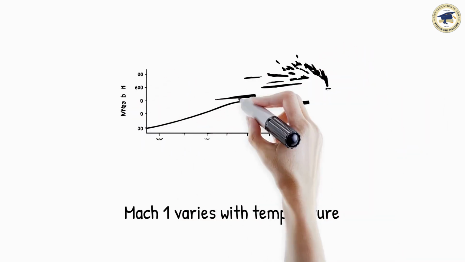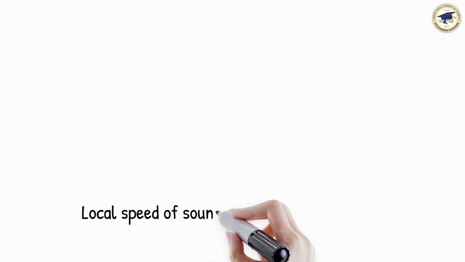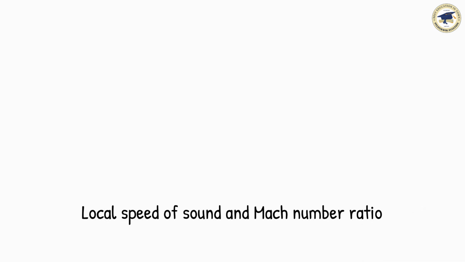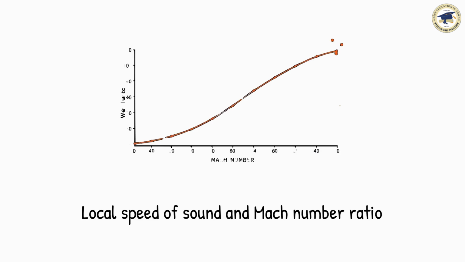But here's the important part. Mach 1 is not a fixed number. It varies with temperature. When the air is colder, the speed of sound reduces, and when the air is warmer, the speed of sound increases. This is called the local speed of sound, or LSS. At sea level, under ISA standard conditions of 15 degrees Celsius, the local speed of sound works out to 661 knots. But as soon as the temperature changes, so does this number. That is why the Mach number is a ratio and not an absolute speed.